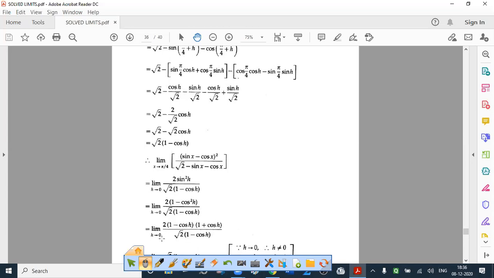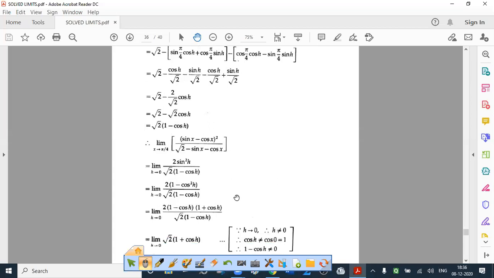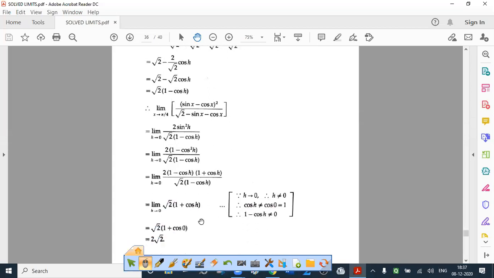Now some students ask me, sir, cos 2 pi is also 1. So if you say h is not equal to 0, we agree. But what if h is 2 pi? This logic is incorrect because when we say h tends to 0, it is almost 0, very close to 0. So how can it be 2 pi, right? And that is why we can cancel this to get this. Now take the limit, which means replace every h by its limiting value, which is 0. Cos 0 is 1. So the final answer is 2 root 2.